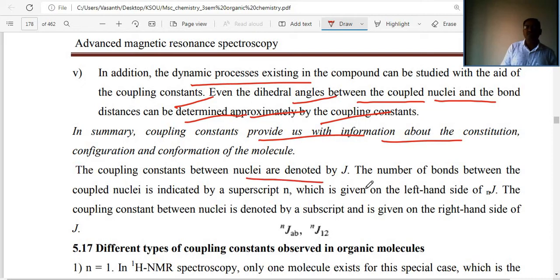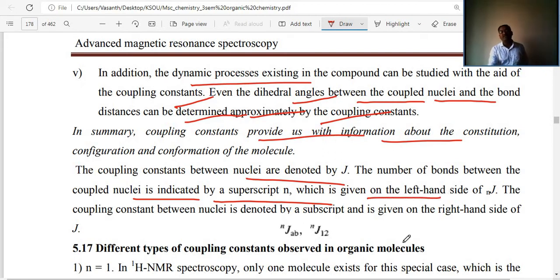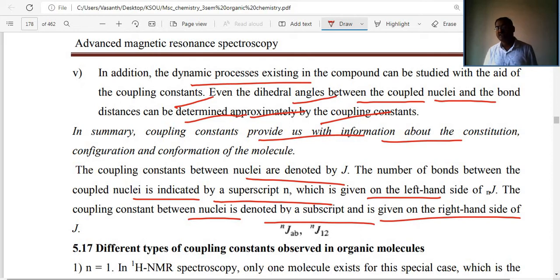The coupling constant between the nuclei is denoted by J. The number of bonds between the coupled nuclei is indicated by a superscript n, which is given on the left-hand side of nJ. The coupling between the nuclei is denoted by a subscript and is given on the right-hand side, for example nJ_AB, nJ_1.